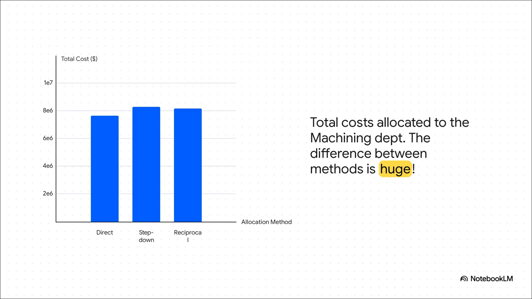The lazy direct method gives you one number. The step-down method gives you another, and our reciprocal method gives you a third. The difference is massive. We're talking about hundreds of thousands of dollars. If you were trying to price a product based on the direct method, you could be losing money on every single sale and not even know it.